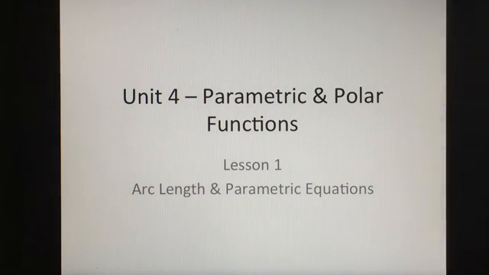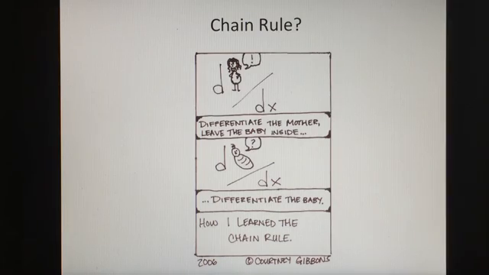Guys, we are officially starting the last unit of AP Calculus BC. It's Unit 4, Parametric and Polar Functions. So, do you remember the chain rule? It's going to come in handy in this unit, so if you don't remember it, look over it.